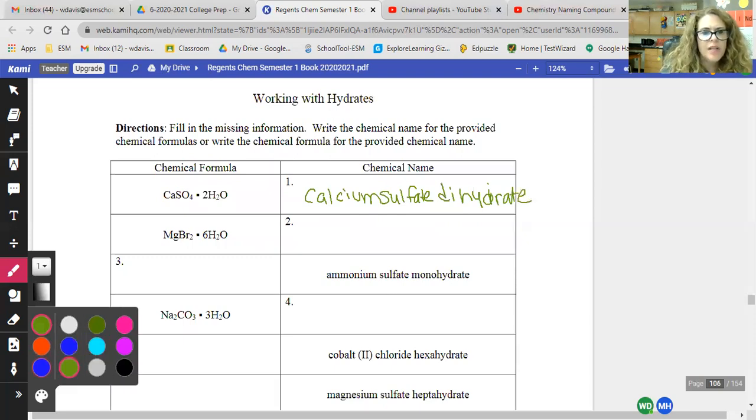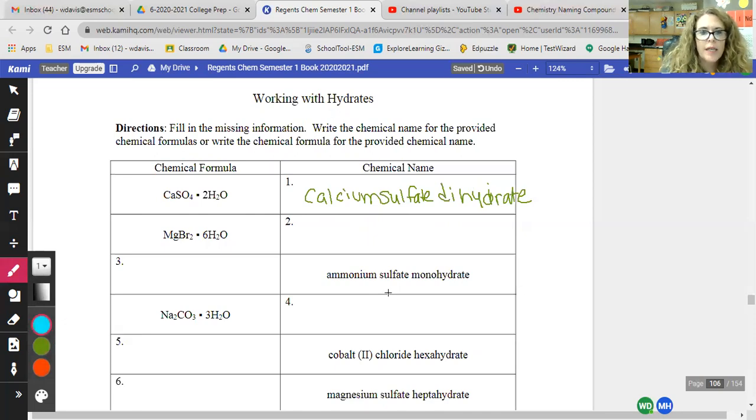And you know what, I'm doing hydrates. I feel like I should do a nice little blue, like a little aqua here. All right, so I have magnesium bromide. Now I have 6, so 6 is hexahydrate.